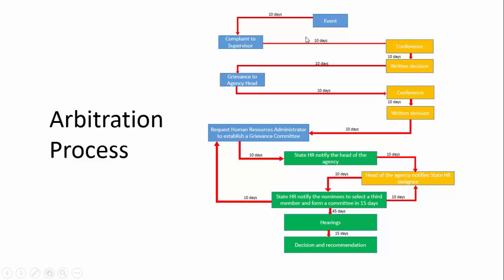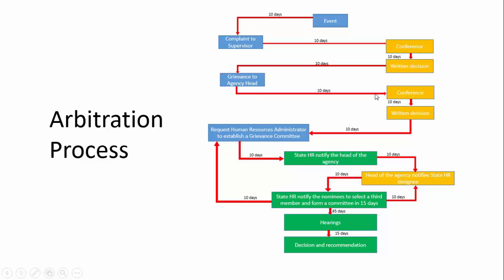Once an event happens, the employee has 10 days to complain to his or her supervisor. Management shall hold a conference with the employee within 10 days of the complaint. The supervisor has 10 days to submit a written decision to the complainer after the conference. If the written decision is not satisfactory for the employee, he or she can submit a grievance in writing to the agency head within 10 days of the written notice.